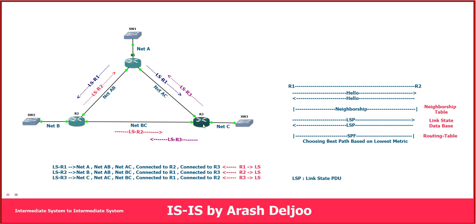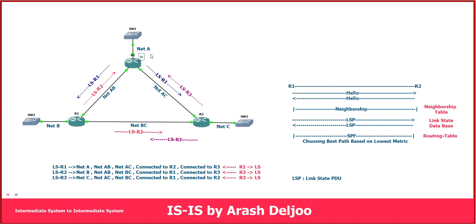Also, router 3 should advertise its link state, this link state, to router 1 and also to router 2. Because of that, now router 1 and router 2 have the link state of router 3. And finally, all of these three routers, first R1, then R2, and then R3, have their own link state and the other routers' link state.